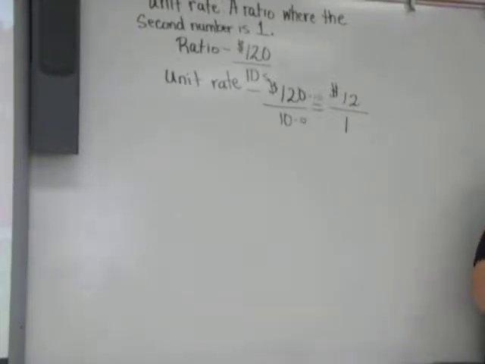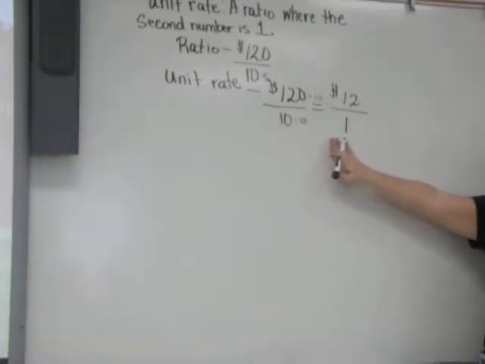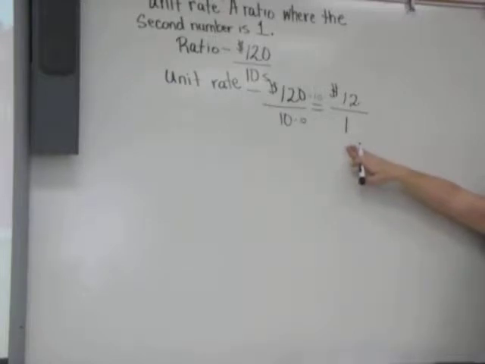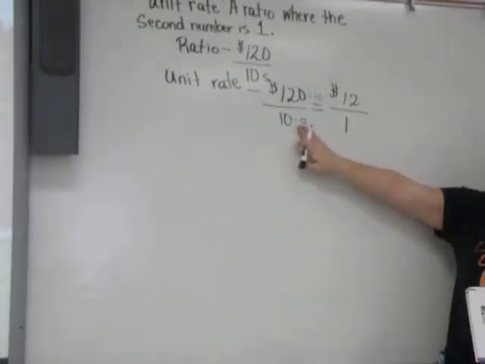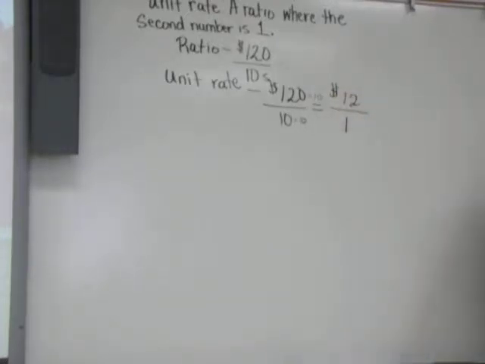So that's how you're going to solve for a unit rate. Because you know what's done to the bottom number to make it 1, you divide it by itself. Then whatever you divided by, you do the same thing to the top, and that's going to solve per person or for every 1 unit.